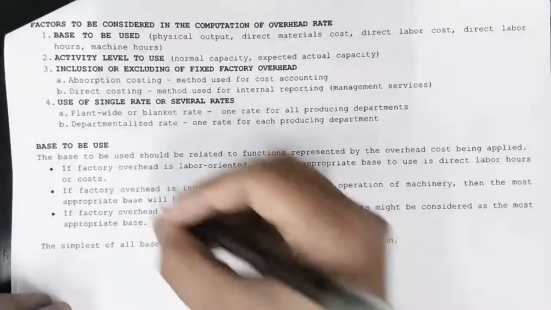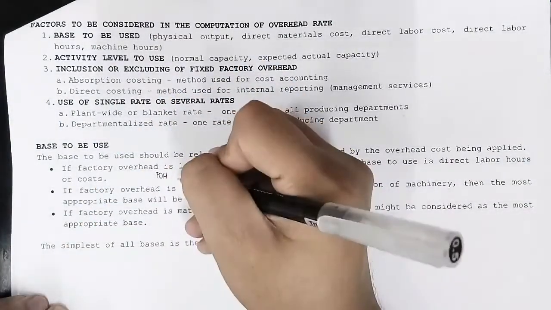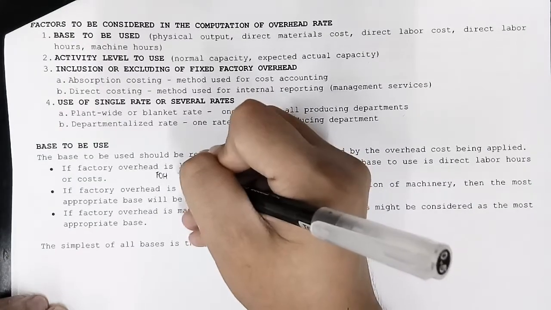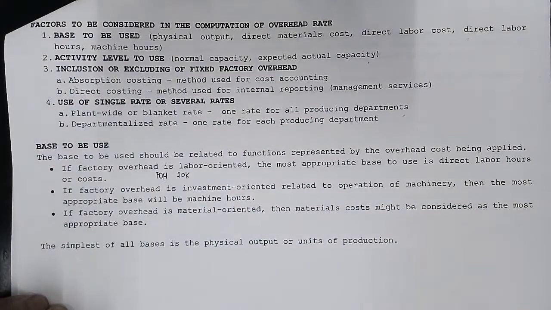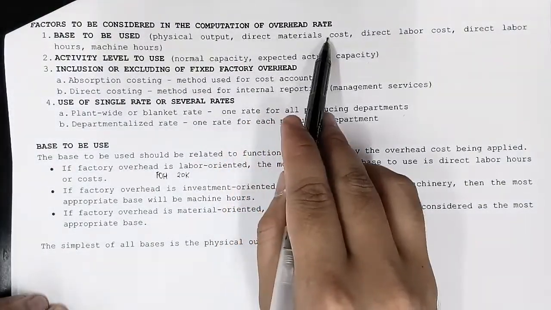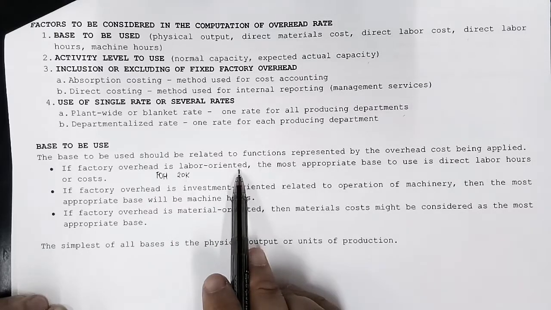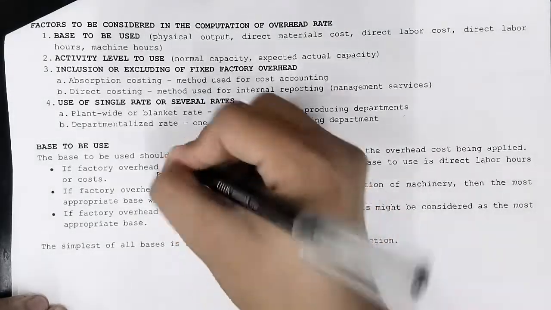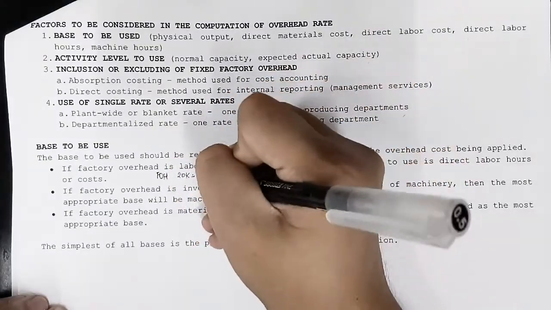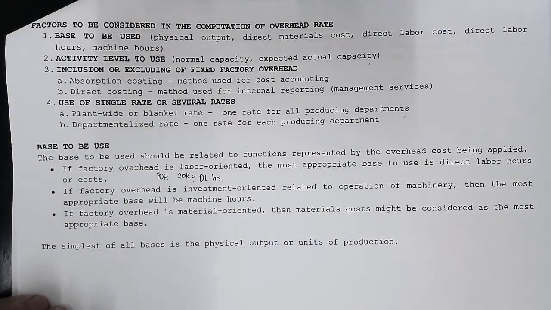So, ibig sabihin, kung meron tayong factory overhead na factory supervision na 20,000, sa pagkukompute ng overhead rate, kung ito ay factory overhead na 20,000 at factory supervision, which is labor-oriented, kapag magko-compute tayo ng factory overhead rate, ang magiging base natin dyan is yung direct labor hours, yung number ng direct labor hours.